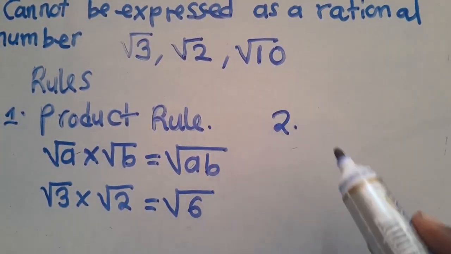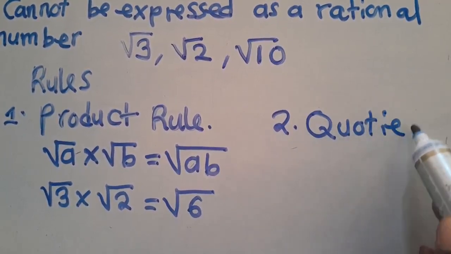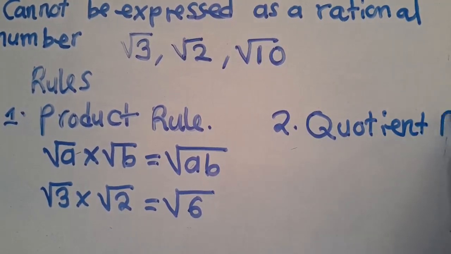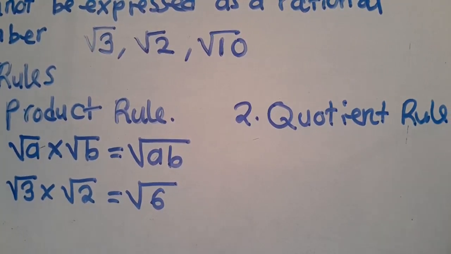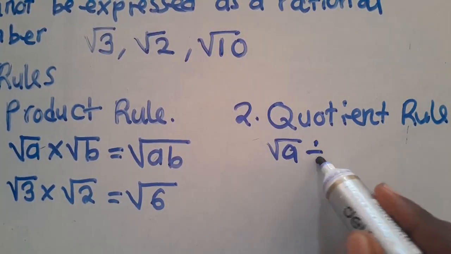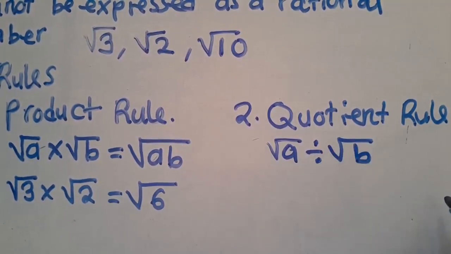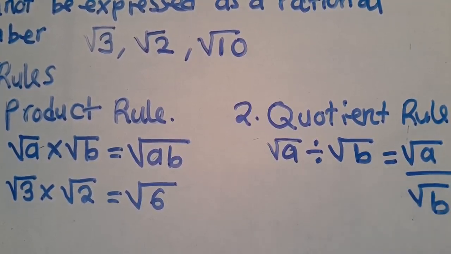The second one that we are going to talk about is called the quotient law. Let us discuss a bit on the quotient law. I believe you know what I mean by quotient: we are just talking about division. So let's say you've got root A being divided by root B. What is the answer there? You know that this is just the same as root A over root B.